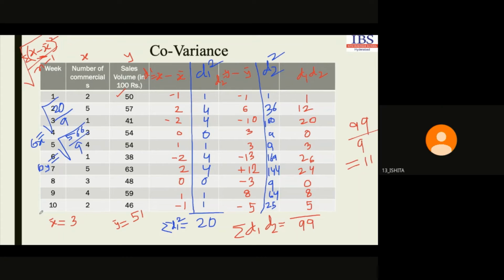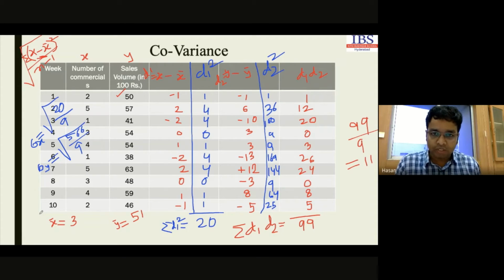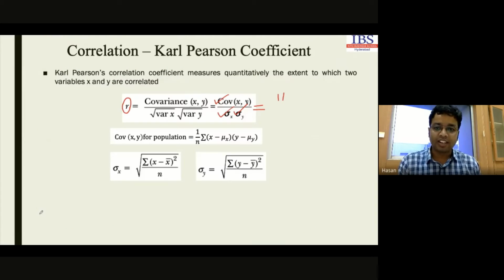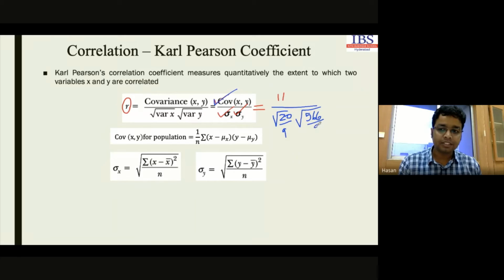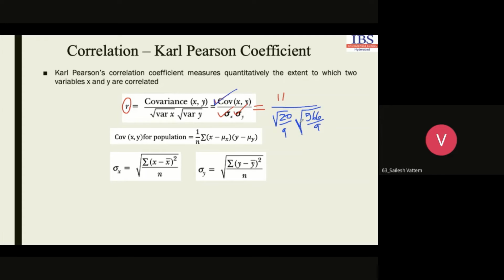Okay. Yes, sir. Now we can easily calculate the correlation coefficient. Now go back to the formula. We calculated the covariance of x and y, 11. We have also computed the standard deviation of x, which is the square root of 20 by 9. We have computed this one, right? And sigma over root n, sir. Yes. That means 20 by 10, sir.